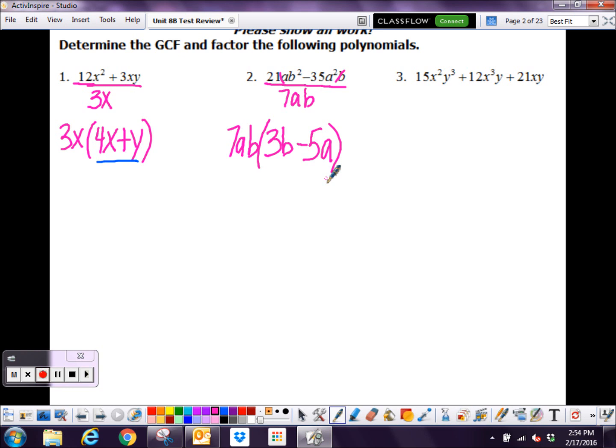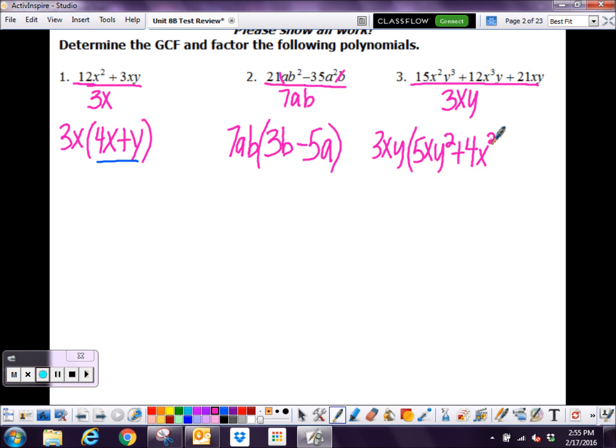Number 3, I have to look at all 3 terms here. So they all have a 3 in common. They also all have an x and they have a y. So I'm going to take 3xy out. When I take that out of the first term, that leaves me with 5xy squared plus 12 divided by 3 is 4. I took an x out, that leaves me with x squared.